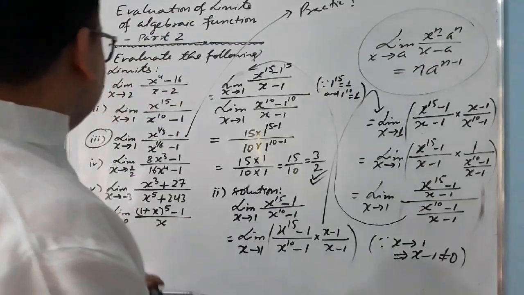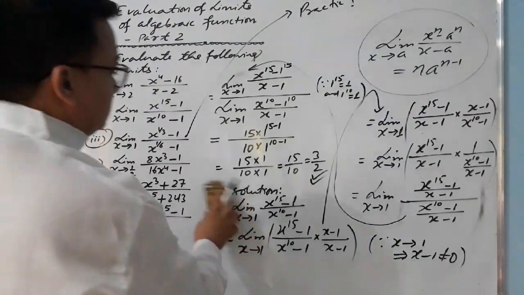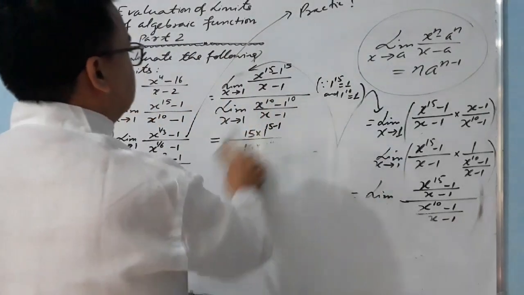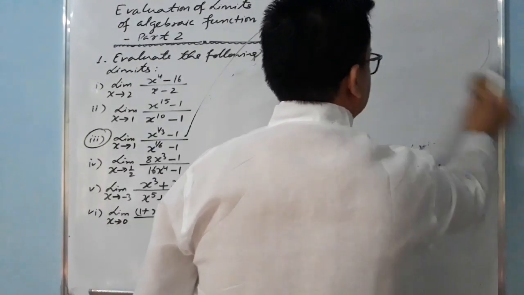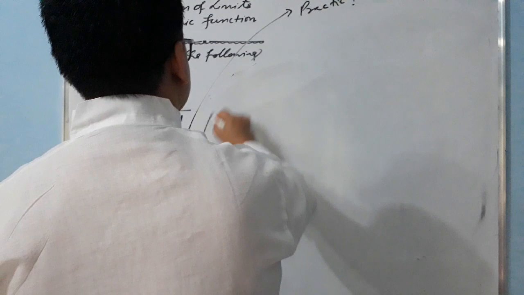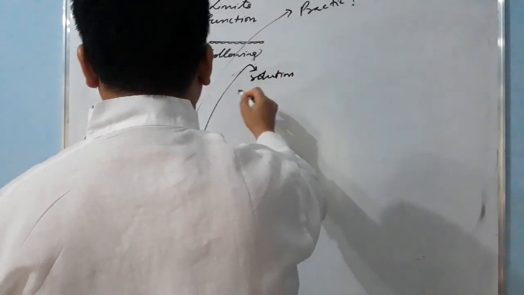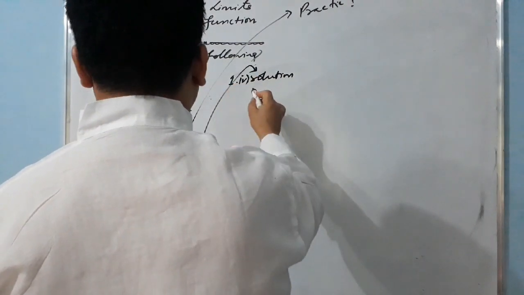Okay, next one. Let's see the next question. Let's see here, a little bit of a twist. I'm starting from here. Solution, 1/4.